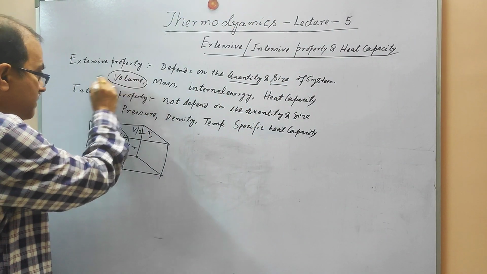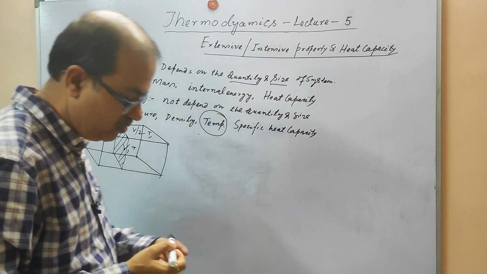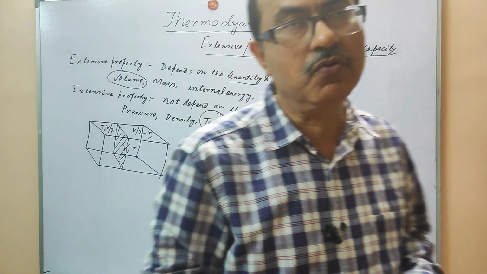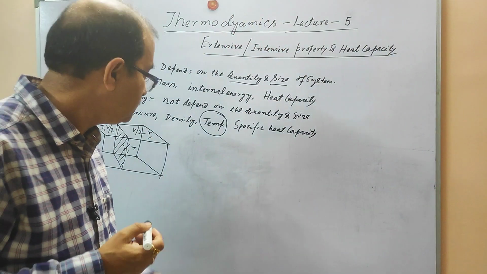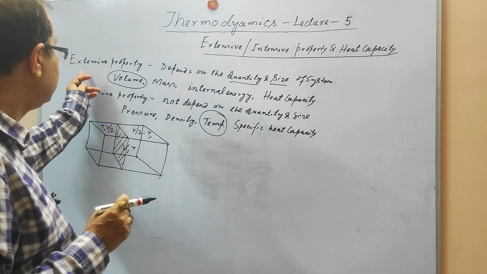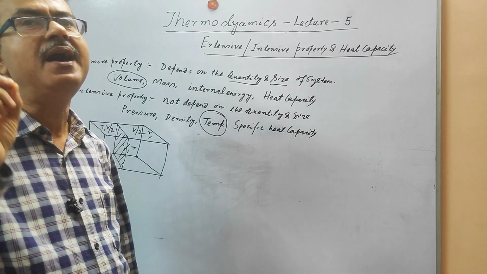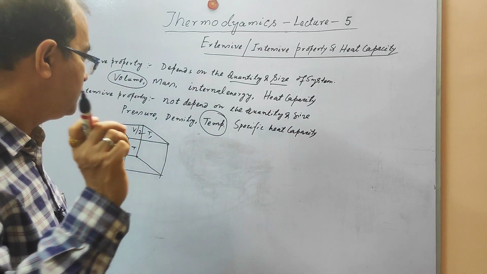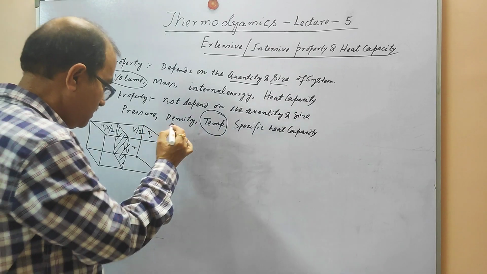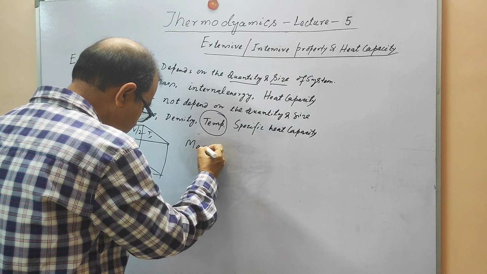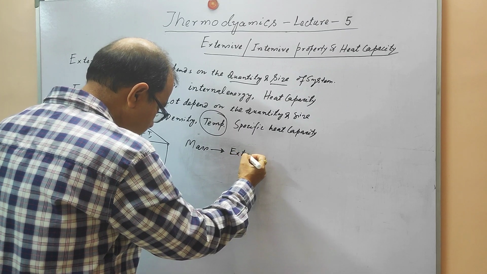Volume is the extensive property, whereas temperature is the intensive property, because it does not depend on the size and the quantity of the system. And we can convert this extensive property into the intensive property by specifying the amount of the substance. How? As for example, mass. Mass is an extensive property.